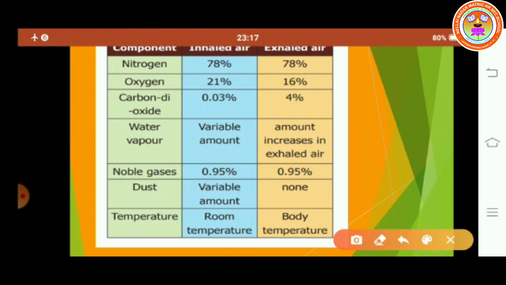See, this is the table for the percentage of gases in inhaled air and exhaled air. Nitrogen, in both inhaled and exhaled air, contains 78%. Oxygen, inhaled air contains 21% and exhaled air contains 16%. Carbon dioxide, inhaled air 0.03% only, but exhaled air 4%.